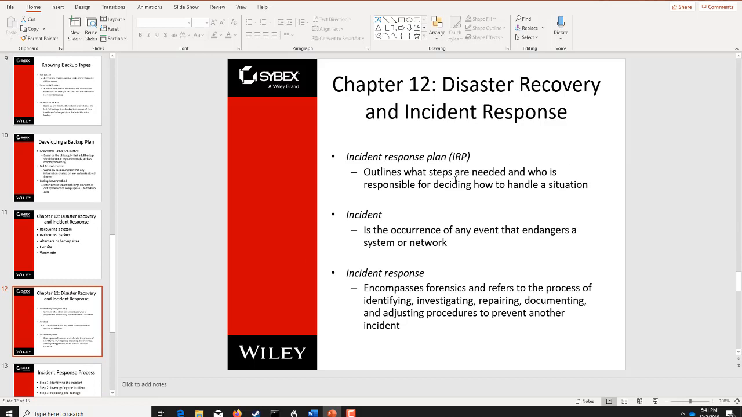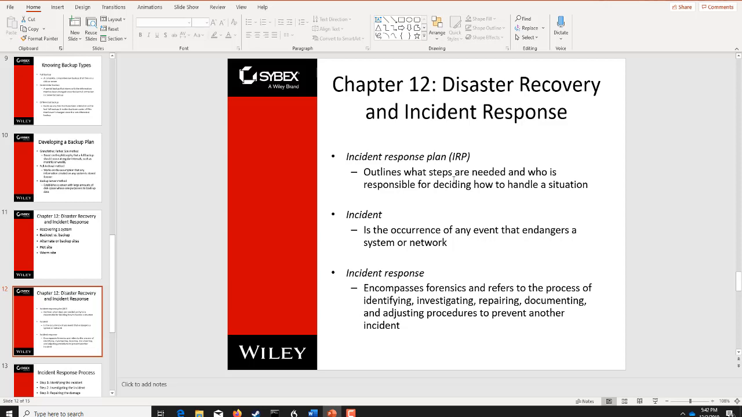So some of the plans or documentation that goes into business continuity and disaster recovery is an incident response plan. An incident response plan is going to outline the steps that are going to be needed, who needs to be responsible for these steps, and how to handle the situation. You can have a master incident response plan, and you can have a lot of sub plans underneath of it based on situations of differing complexity and severities.